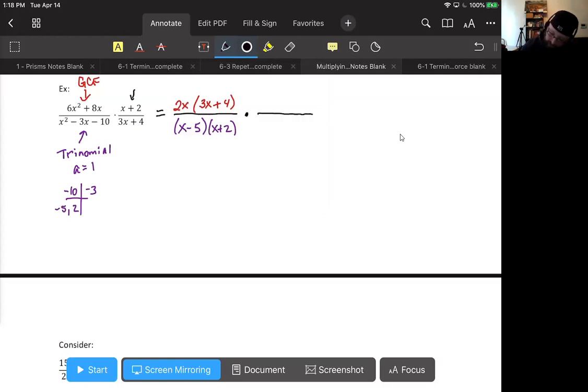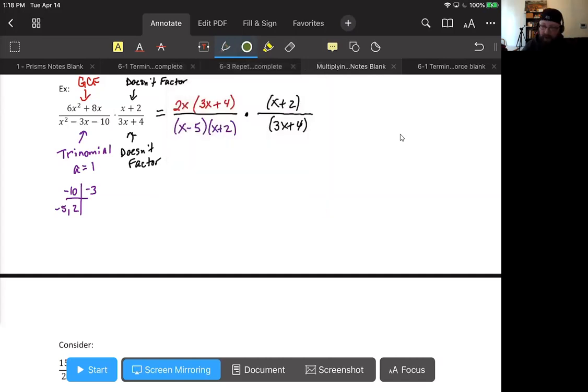On top, this doesn't factor. So we just leave it alone. All we're going to do is put it in parentheses. So x plus 2 stays the same. And then on the bottom, that doesn't factor either. So all we do is put it in parentheses, 3x plus 4.